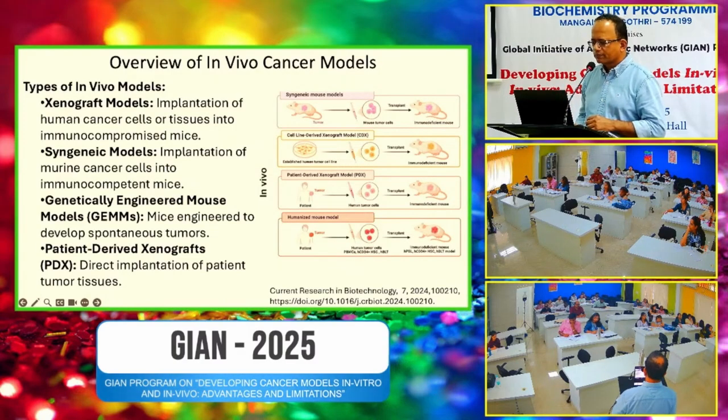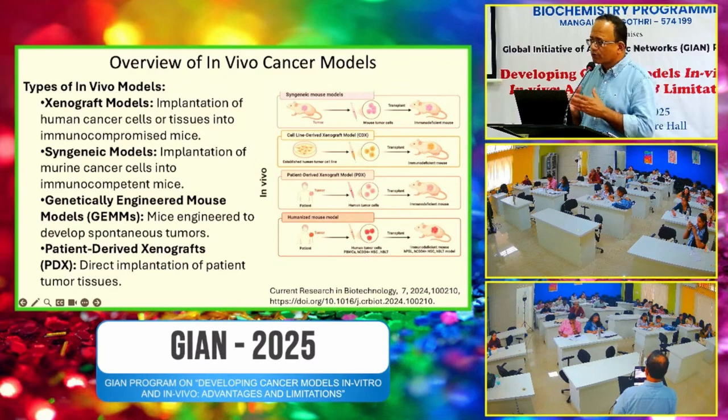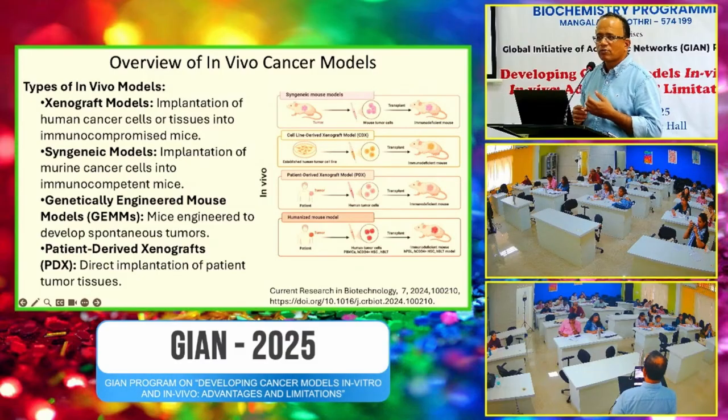So the types of in vivo models: we have xenograft models, we have syngeneic models, and genetic mouse models that we talked about. We also talked about patient-derived xenografts, and also organoids, which we actually derive from these xenografts. It's okay if you cannot do it. At least you have the knowledge of what models we have, so you'll know when or how to use them if you have that opportunity.